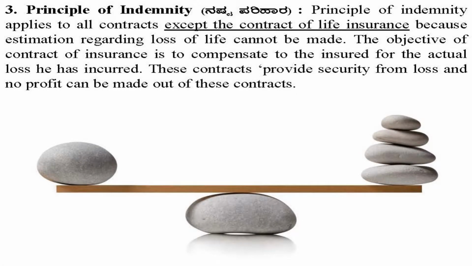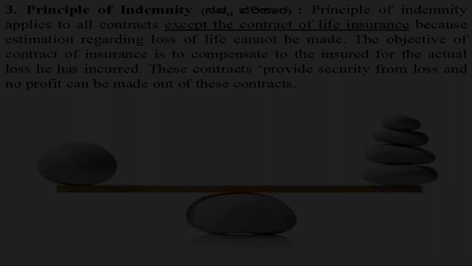Principle of indemnity. The principle of indemnity applies to all contracts except the contract of life insurance, because an estimate regarding a loss of life cannot be made. The object of the contract of insurance is to compensate the insured for the actual loss he has incurred. These contracts provide security for the loss, and no profit can be made out of this contract. You cannot make a profit. The insurance company will only pay the exact amount of the loss. It won't work in life insurance because there is no exact loss. Nobody can find the exact amount of loss for a life.